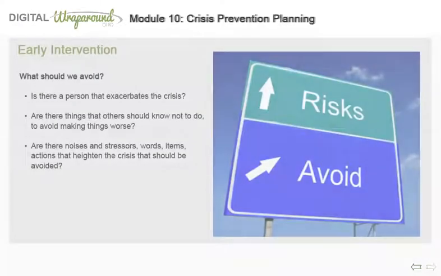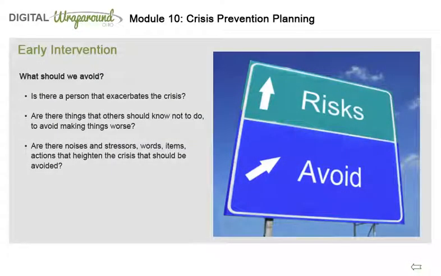We also need to make sure the team discusses what exacerbates the crises. Are there things that others should know not to do to avoid making things worse? Are there triggering comments, people, or situations? For example, think about how you feel when you are upset and you are told to calm down. Are there noises and stressors that make you more upset when you are angry? We need to consider these same concepts with the youth.